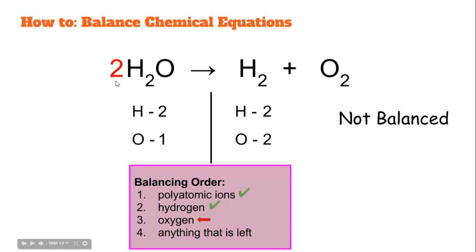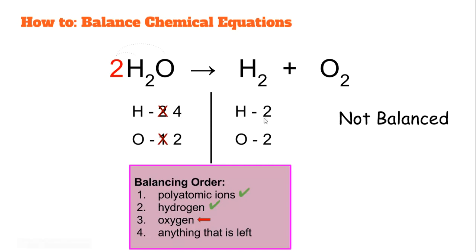Now this coefficient gets distributed or multiplied through the entire compound. So it gets multiplied to the hydrogen and to the oxygen. Our hydrogen becomes 4 hydrogen atoms. 2 times 2 is 4. Our oxygen becomes 2. So now our oxygens are good. We have 2 oxygens on the reactants, 2 oxygens on the products. But in balancing it, our hydrogens are now unbalanced. 4 on the reactants, 2 on the products.